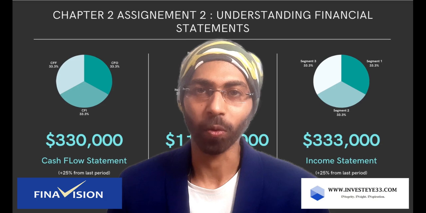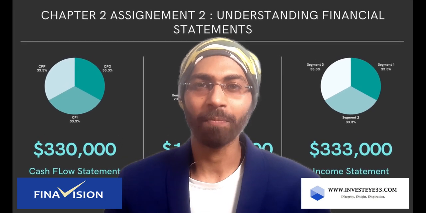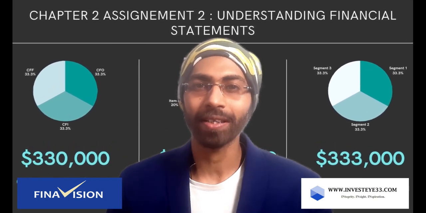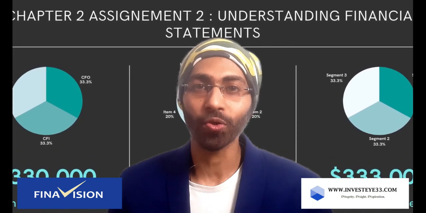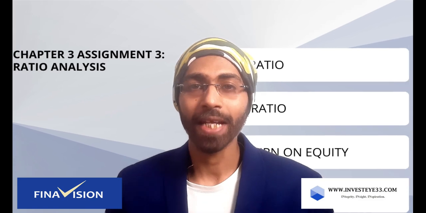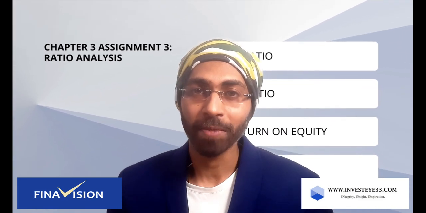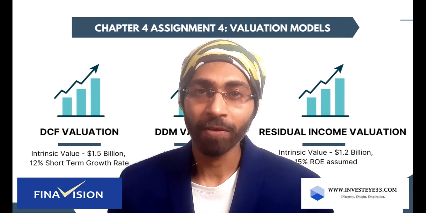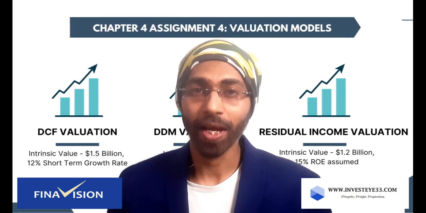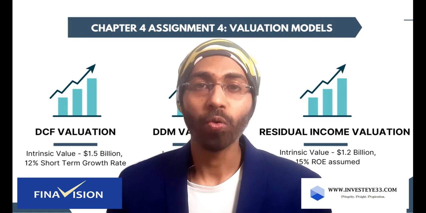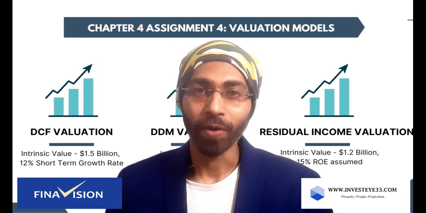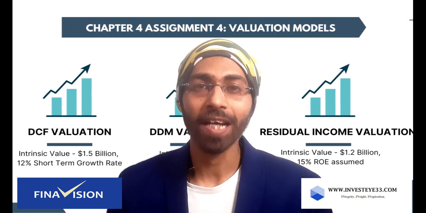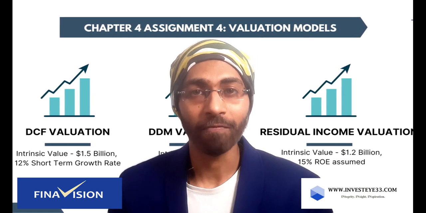In the second chapter and second assignment, we try to understand how to interpret the cash flow statement, the balance sheet, and the income statement and bring them together to do ratio analysis. Ratio analysis brings us to chapter 3 and assignment 3. In chapter 4, assignment 4, we are going to study together in a detailed way how to do discounted cash flow valuation. Apart from that, we will also learn how to do dividend discount model valuation and residual income valuation.